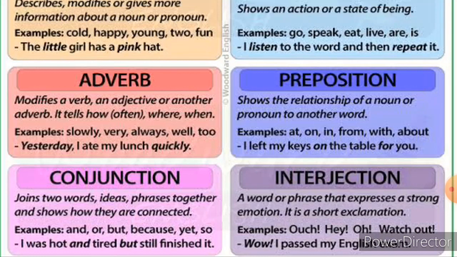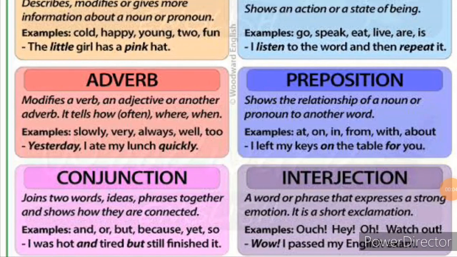Now look at the sentence, children. That is an example. I was hot and tired but still finished it. In this sentence, we can identify the conjunctions as and, but. I was hot and tired. Here and is used. But still finished it. Here the word but is used as a conjunction. So in this sentence, we have used the conjunctions and, but.